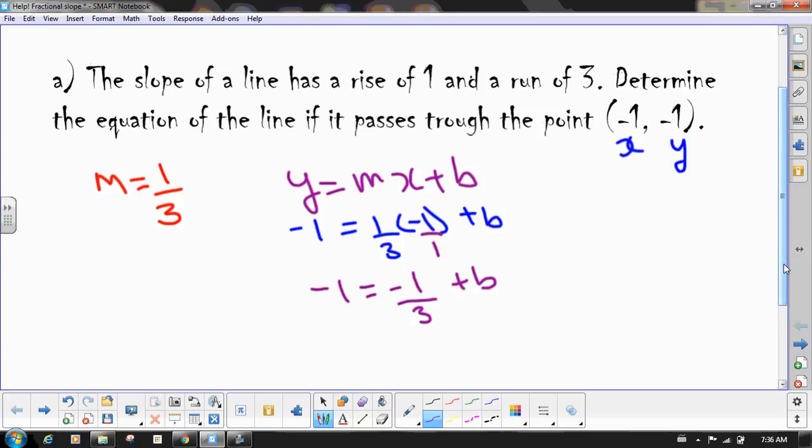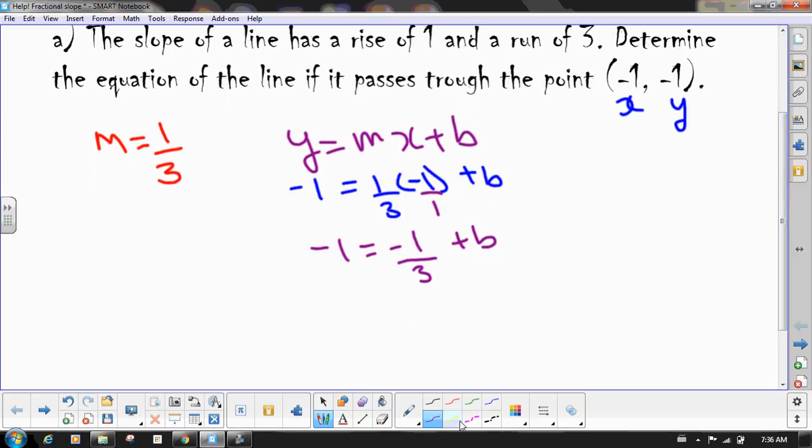Now we're back to solving equations. How do we isolate b? We want to get b by itself. So right now there's a -1/3. That means we're subtracting 1/3. The opposite of subtracting 1/3 is adding 1/3. So I'm going to have -1 plus 1 over 3 equals b.